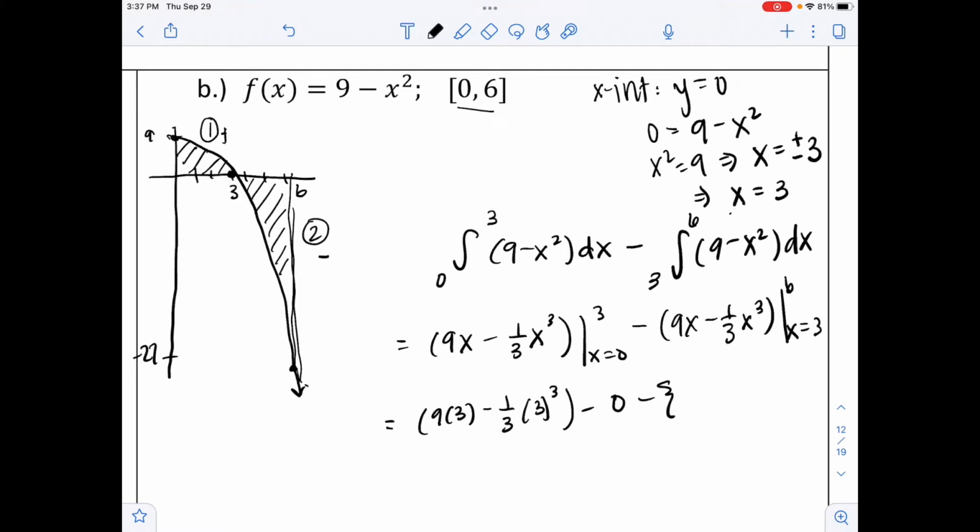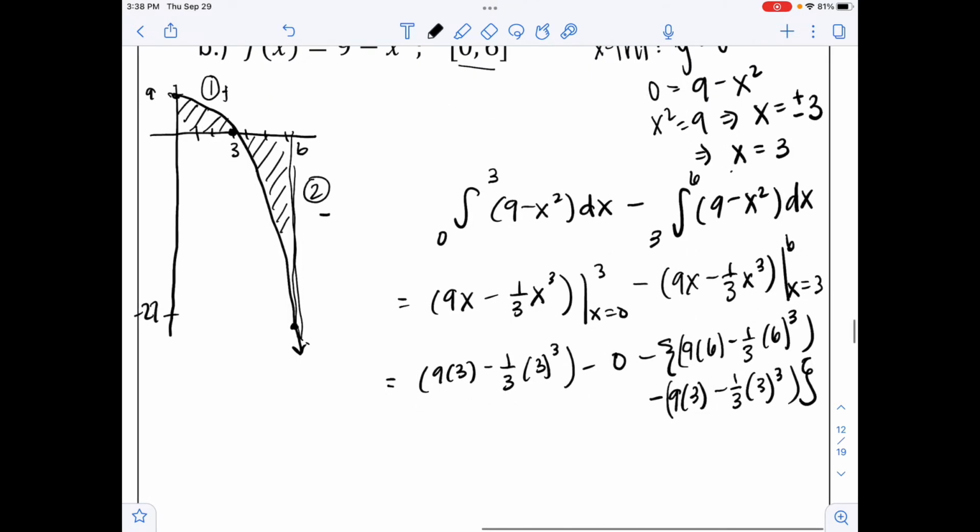Minus, and then substituting in 6, we have 9 times 6 minus 1/3 times 6 cubed. Then minus, substituting in 3, we have 9 times 3 minus 1/3 times 3 cubed. So from here, we have 18 minus 0 minus negative 18 minus 18. So working this out, you get 54.